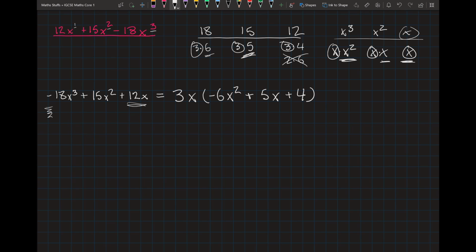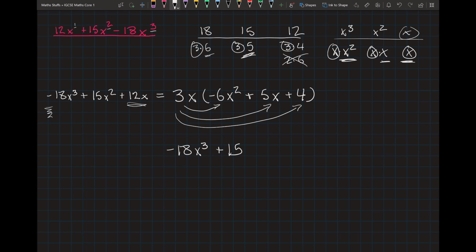And we are done. And then if you want to double check, you can do 3x times negative 6x squared, 3x times 5x, and 3x times 4. Each one of these, 3x times negative 6x squared, well, 3 times negative 6 is negative 18. X times x squared is x cubed. Then we're going to add the next one, 3x times 5x. 3 times 5 is 15.